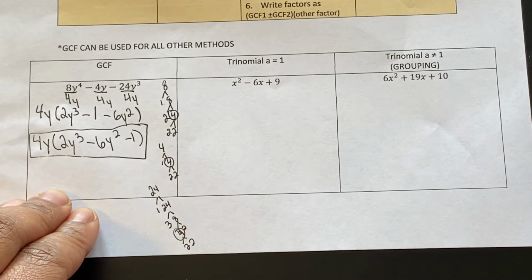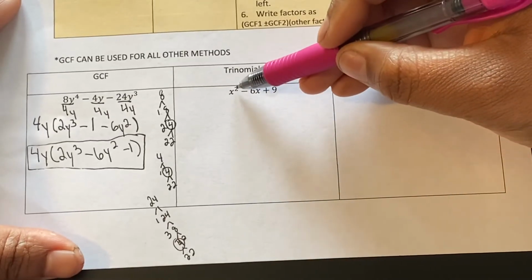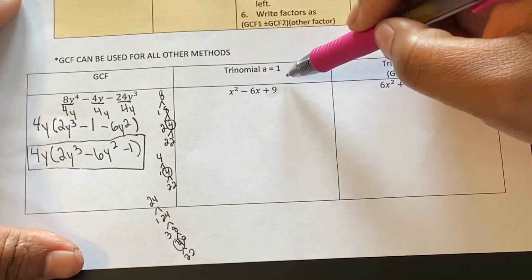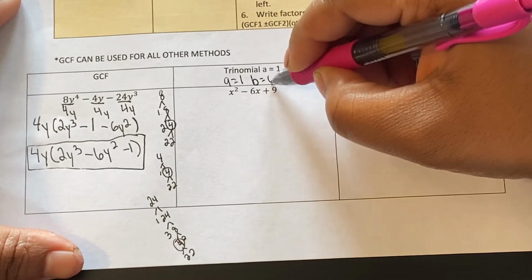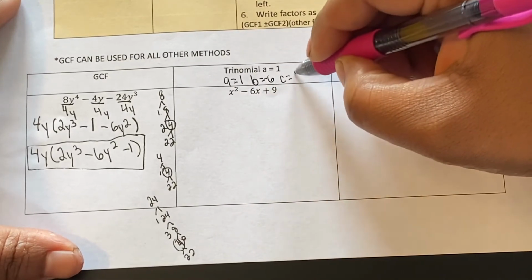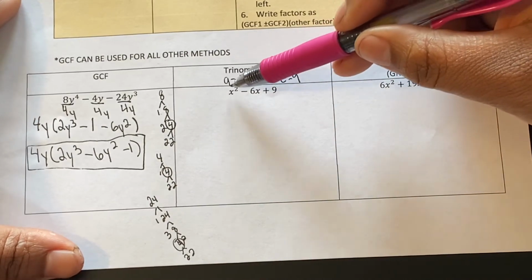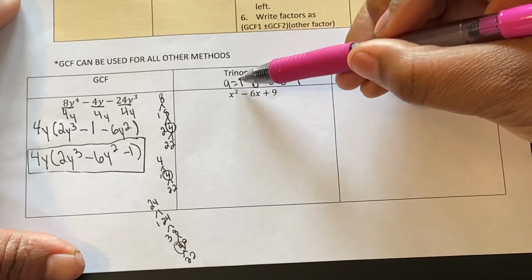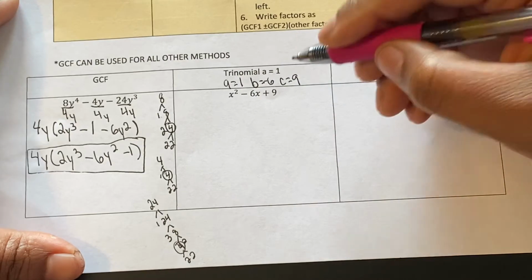Next up would be when a trinomial or a quadratic here, this is a quadratic because the highest exponent is 2. When a quadratic, the a term equals 1. Here, a is 1, b is negative 6, and c is positive 9. I do advise that each time you do a problem like this, you identify your a, b, and c, because it will help you decide which method to use. Here, clearly a is 1, so I need to find my factors of c, which is 9, that add to make negative 6.